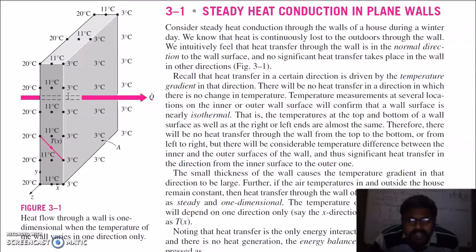Temperature measurements at several locations on the inner and outer wall surface will confirm that a wall surface is nearly isothermal. That is, the temperature at the points at the top and bottom of the wall surface as well as at the right and left side ends are almost the same. Therefore, there will be no heat transfer through the wall from the top to the bottom or from the left surface to the right surface side, but there will be considerable temperature difference between the inner surface and outer surface of the wall, and thus significant heat transfer in the direction from inner surface to the outer one.